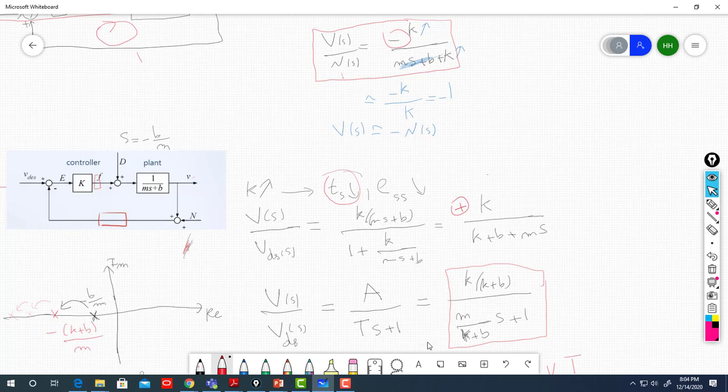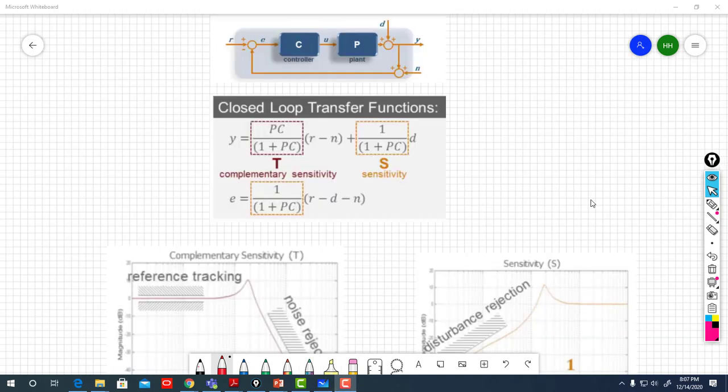So after this refreshment, let's go. Here let's see the meaning of those transfer functions.